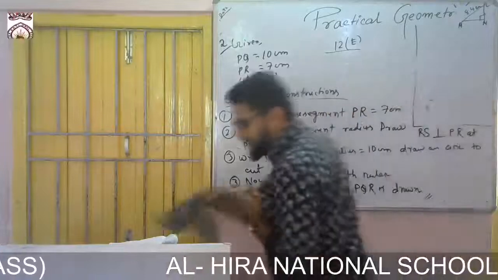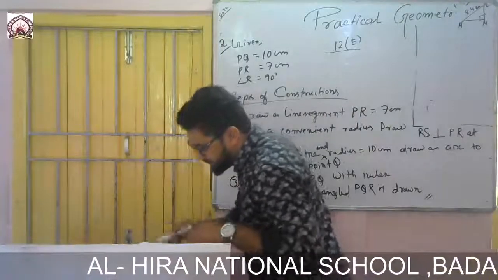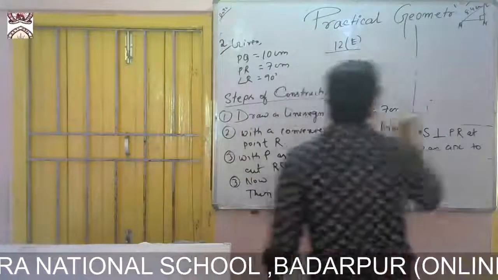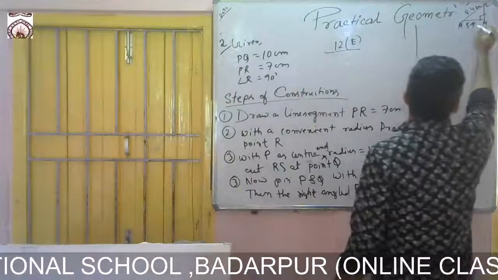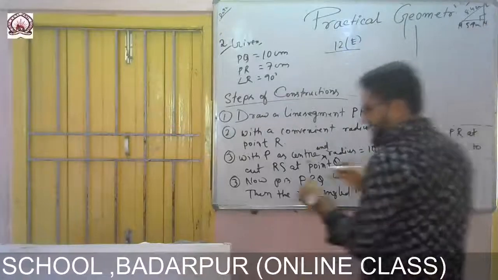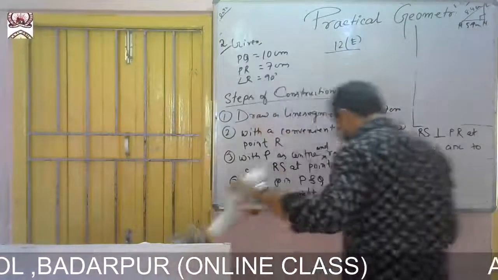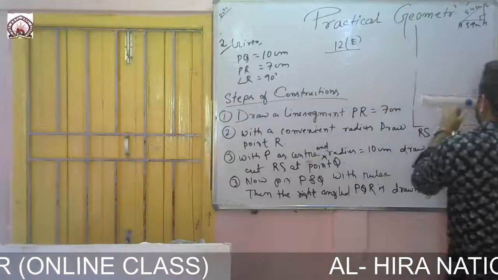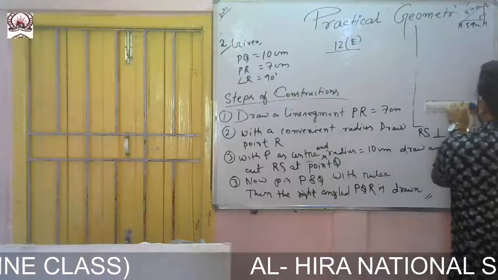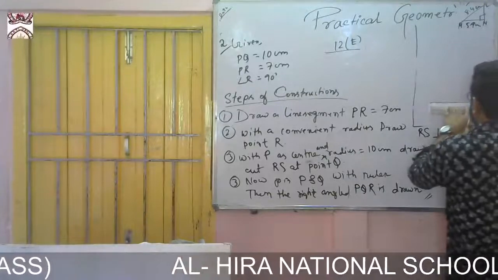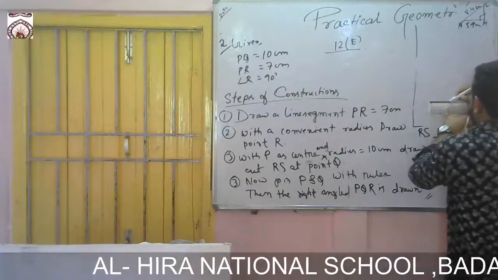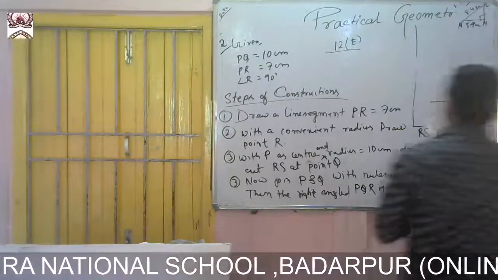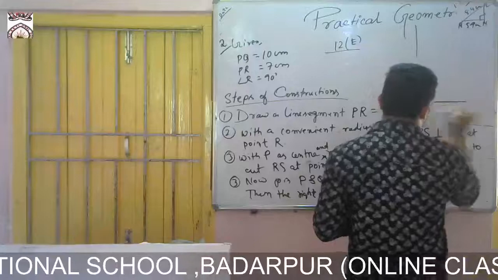So how much is given? MN is 5.9 and LM is 8.4. Take 5.9 centimeter from the ruler. So 5.9, it is almost 6.